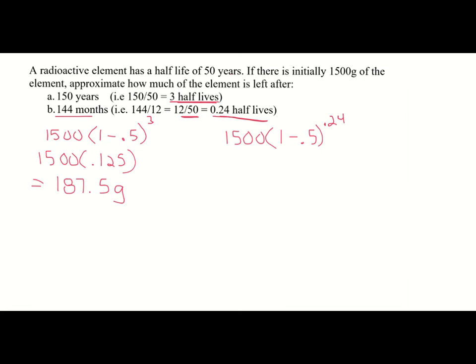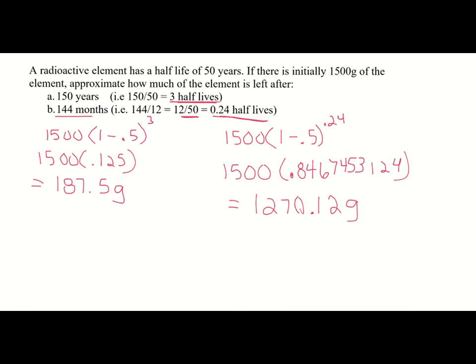Now, for the next one, we're going to take our 0.5, and because 1 minus 0.5 is 0.5. So we'll raise that to the 0.24 power. And I end up with 1,500 times 0.84674533124. And then if I times that by 1,500, I end up with 1,270, and I'm going to round it to 2 decimal places, 0.12 grams of the element left.